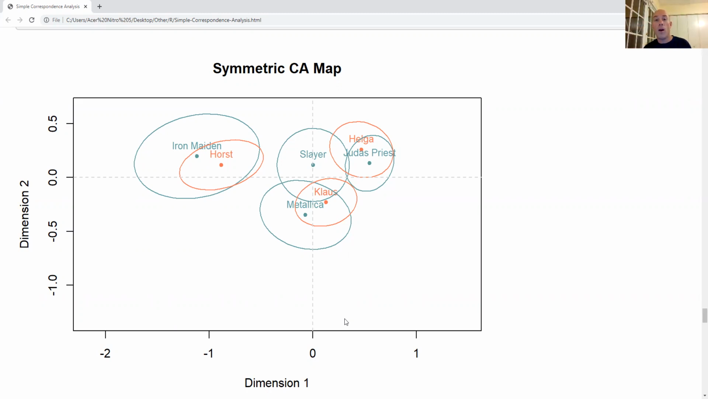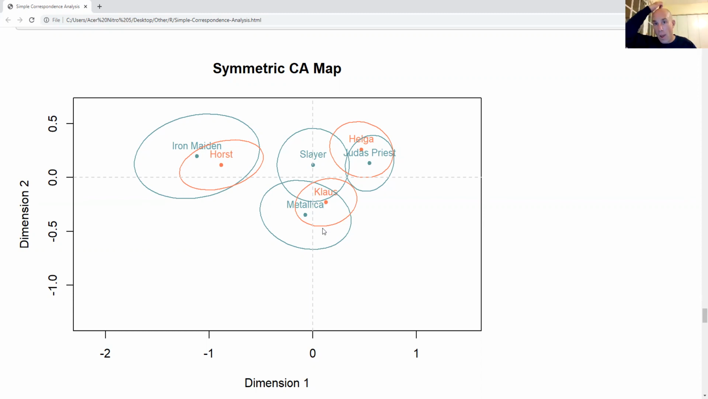That's very important. So if I look at the bands, I can see that Metallica and Slayer are at about 0 along the first principal component. Iron Maiden and Judas Priest are on opposite ends of the first principal component. In terms of the second principal component, we see that Metallica is the only one that's negative and the other 3 are about the same. Okay, so now if I look at the fans, we see that Horst and Helga are the farthest out in terms of the first principal component. So Horst and Helga are probably the two fans that are the most different from each other. And then Klaus, along the second principal component, is the most different from the others.